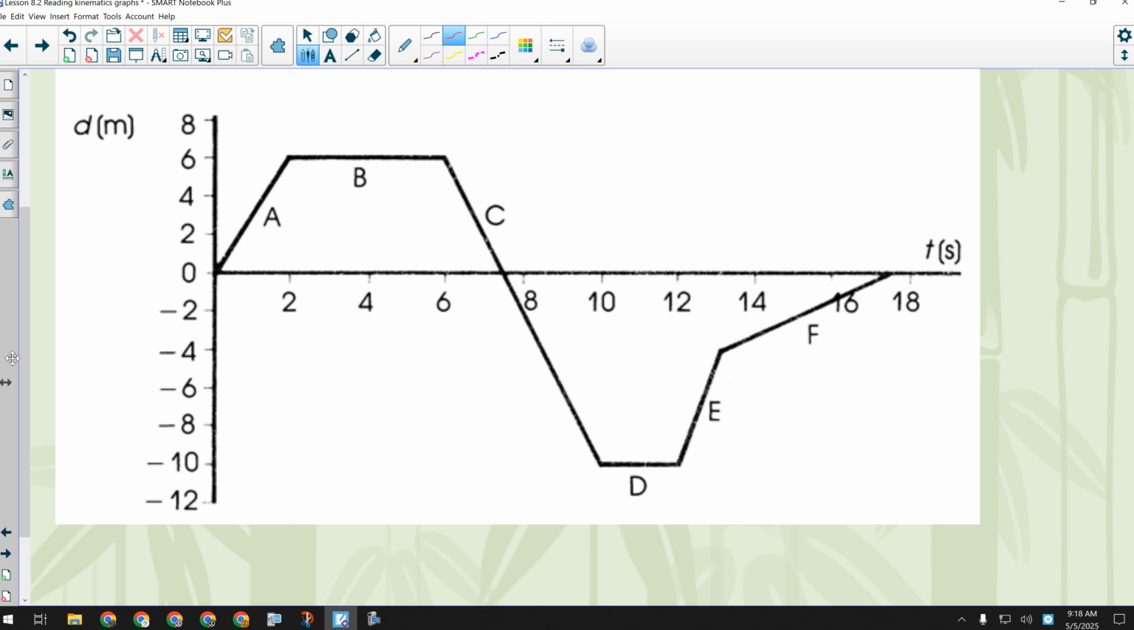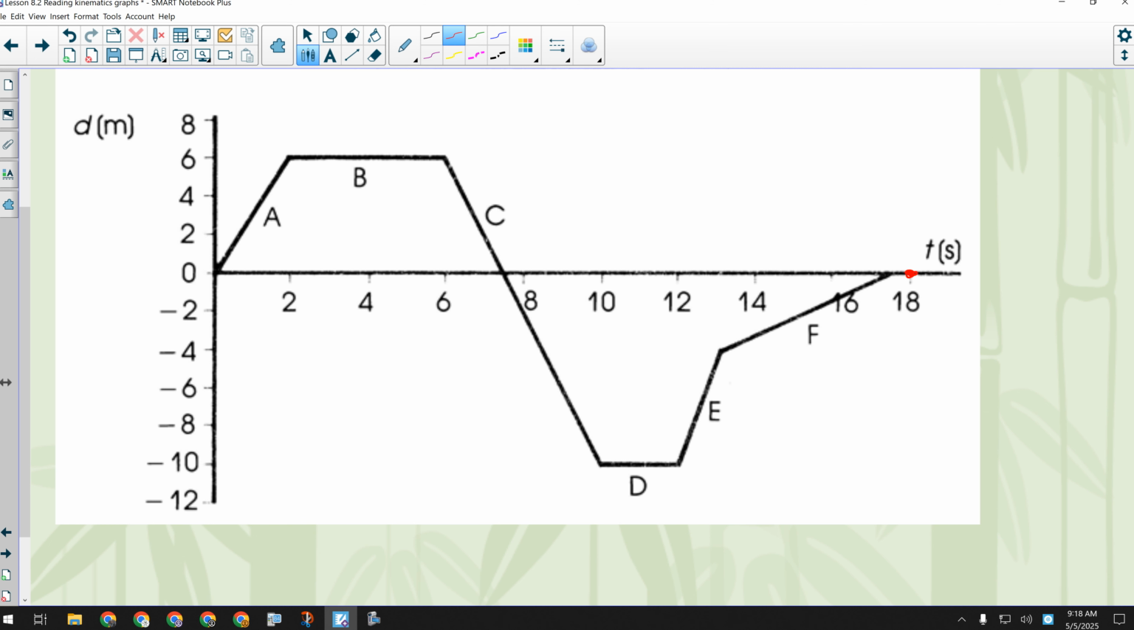I want you to calculate something for me. Let's assume that this whole trip goes to 18 seconds, just to simplify things. What's the total displacement of this object? That didn't take very long. Why is it 0? It starts and ends at the same position, which just happens to be 0.